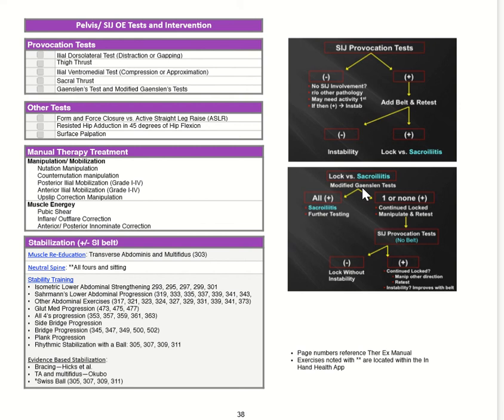So if you did the modified Gaenslen's test, the ones with either counternutation or nutation, and you find that both of them are positive, you're going to gear your hypothesis more towards sacroiliitis, and you want to do some further testing. However, if you find that either one of these tests, the Gaenslen's test, is positive or none of them are, you're going to suspect a continued lock.